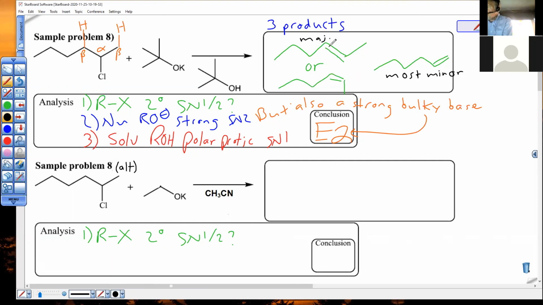The alkene here also has 2 bonds to carbon. And that's way more stable than mono-substituted alkene. These are both di-substituted alkenes. Okay. Now, in the next one, I'm going to write down nucleophile strong SN2, and I'm not going to write any buts. Strong nucleophile favors SN2. It's not a bulky base, and there's no heat involved.